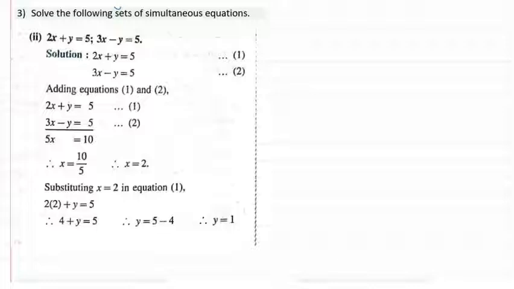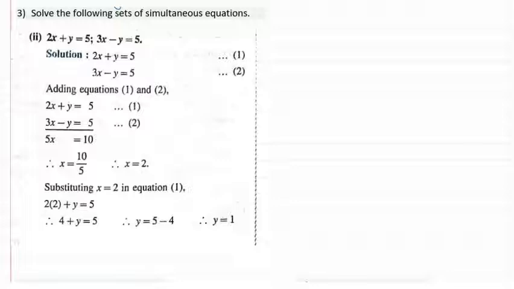So in place of x we are going to write that 2. So it will be 2 inside the bracket, 2 plus y is equal to 5. 2 bracket 2 means it's a multiplication relation. They have a multiplication relation between them. So 2 twos are 4. 4 plus y is equal to 5.